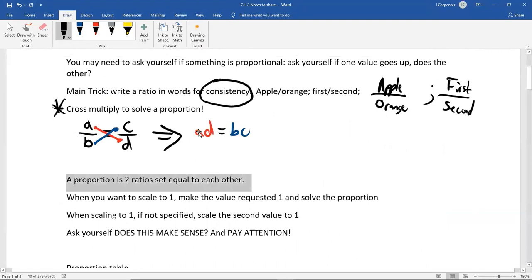We already said this. A proportion is 2 ratios set equal to each other. A ratio is a fraction. So that's no surprise what we just did up there.